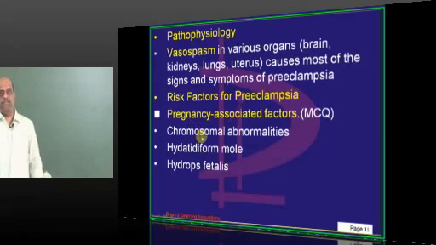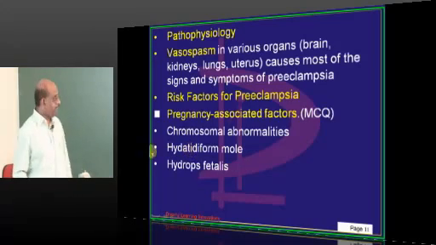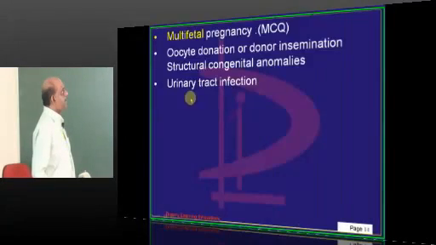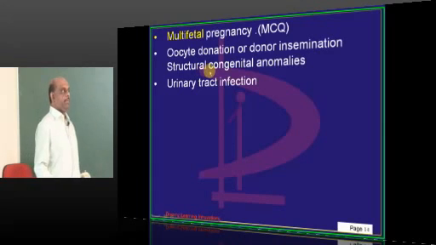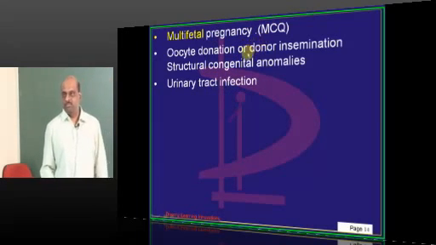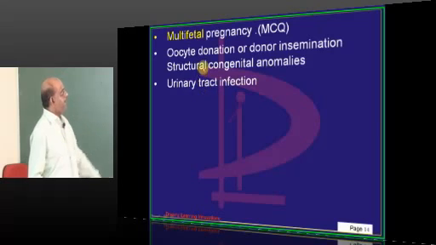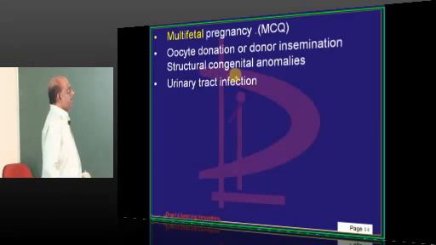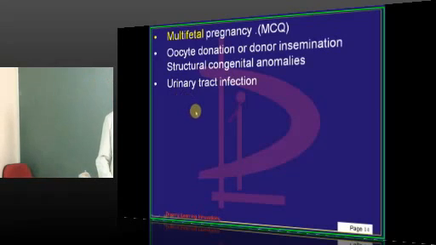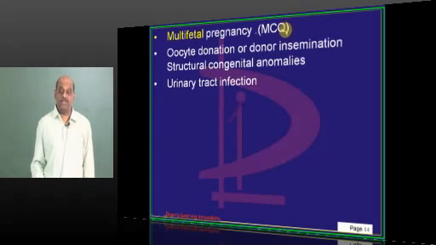Some pregnancy associated factors, chromosomal abnormalities, presence of hydatidiform mole can lead to preeclampsia. Hydrops fetalis is another important risk factor, very important to be remembered. Multifetal pregnancy, twin pregnancy, triplets, quadruplets, they all lead to preeclampsia. And UTI, similarly, any oocyte donation or donor insemination has led to that pregnancy. Such pregnancies will have higher incidence of preeclampsia.